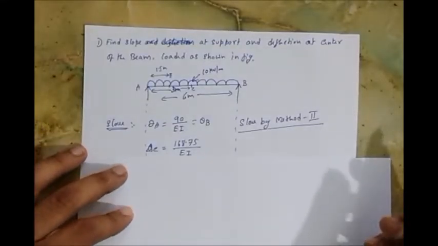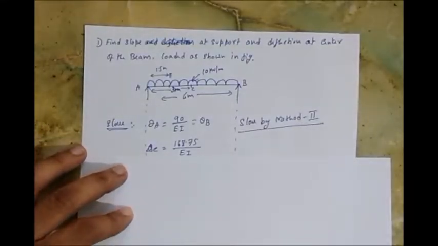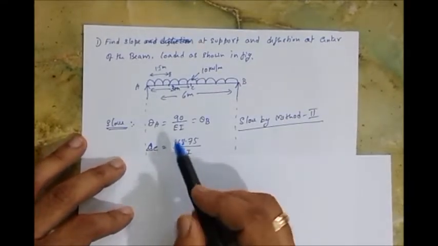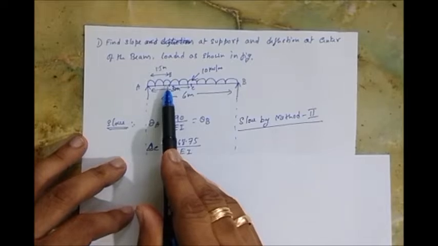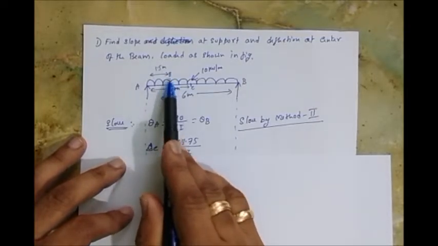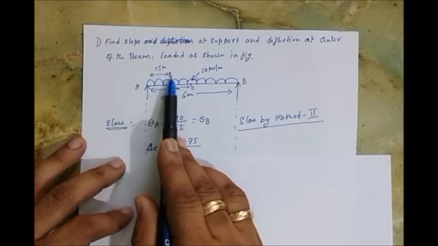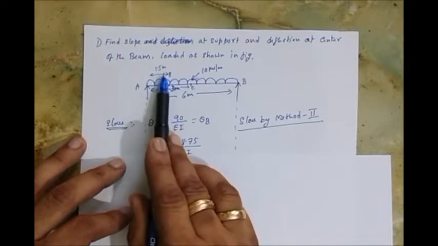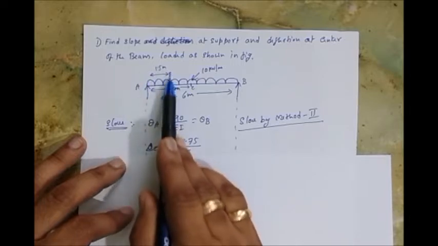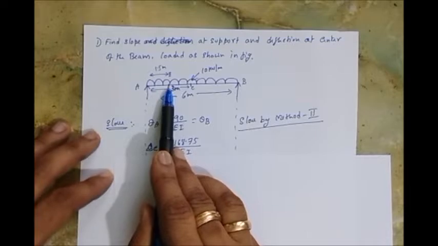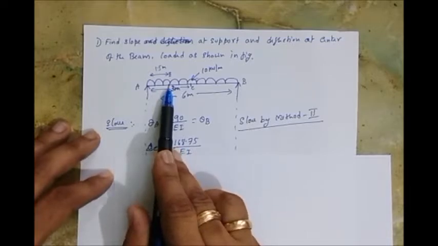Let's solve one more problem. In this problem, we want to find the slope and deflection at the quarter span. I'll call this point E, at a distance of 1.5 meters from A. That is the quarter span. So I just want to know the slope and deflection at E, that is, at the quarter span.